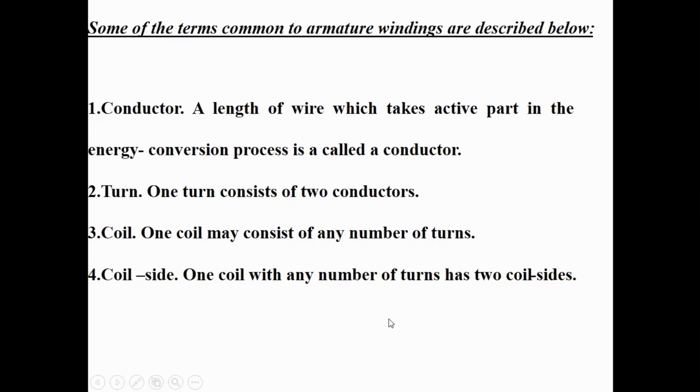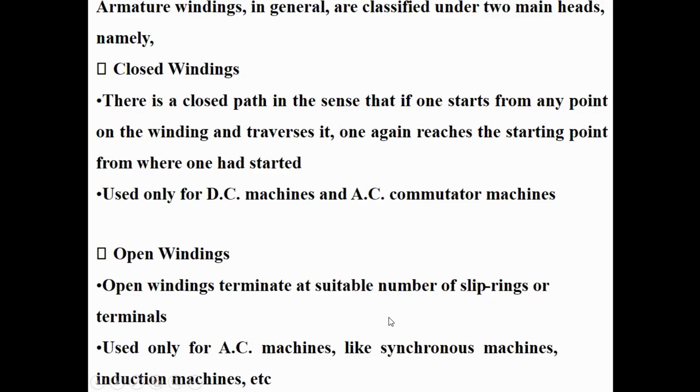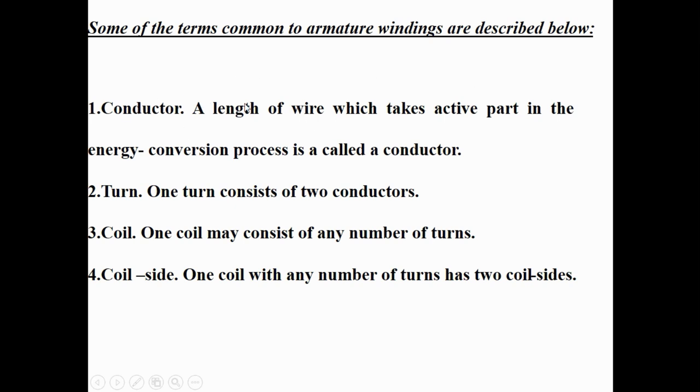Let us move to a few other terms and introduce ourselves to them. Conductor: a length of wire which takes an active part in the energy conversion process is called a conductor. Even if you have a coil side with a length of 10 meters, but only 8 meters is covered by the pole aperture, then you can say only 8 meters is your conductor length, not 10 meters. The remaining 2 meters is known as the dummy end of the coil, right?